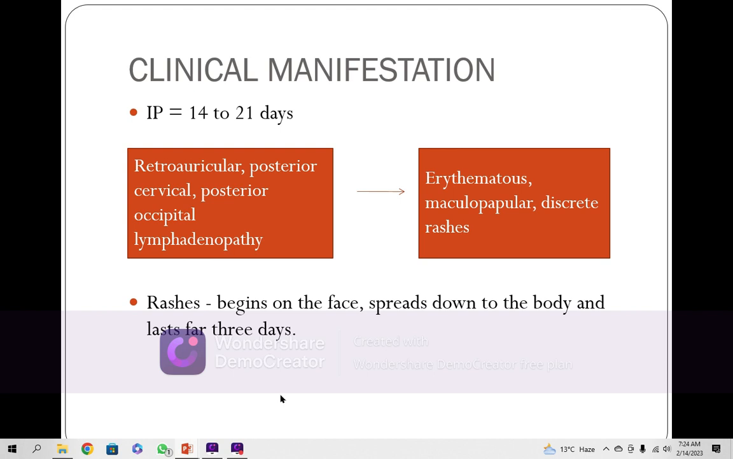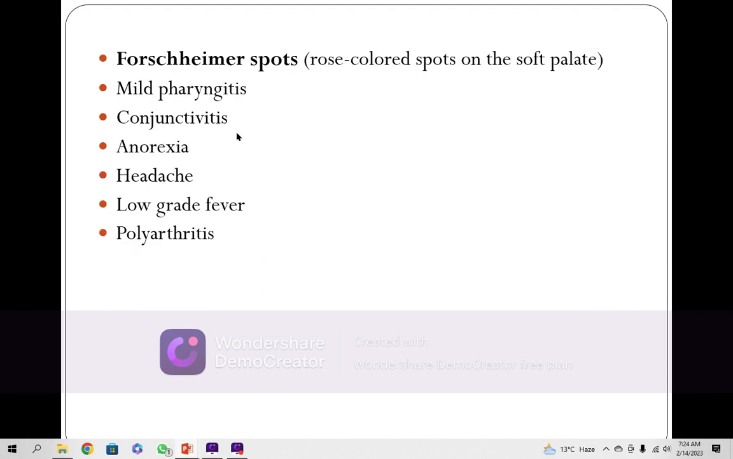A transient rash, 3 days. One of the non-specific findings which you see in any viremia, although it is very commonly seen, is Forchheimer's spots, rose-colored spots on the soft palate. Any virus can cause them, but in rubella you will see these Forchheimer's spots very clearly. Mild pharyngitis, conjunctivitis, anorexia, headache, low-grade fever, polyarthritis, or reactive arthritis.